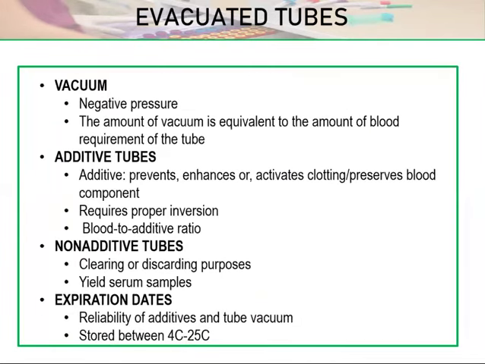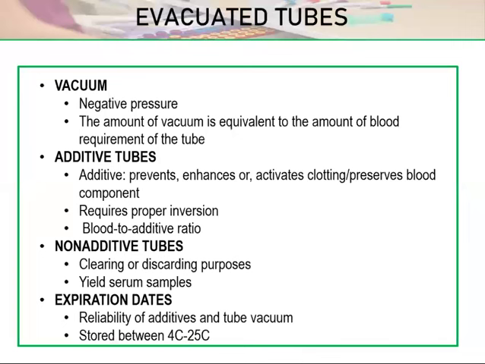The vacuum that is present inside our evacuated tube is a negative pressure. And the amount of vacuum is equivalent to the blood requirement of our evacuated tube. For example, our lavender top, the usual blood requirement is 2 ml. Therefore, the amount of vacuum inside is 2 ml. So we can better appreciate our evacuated tube system, wherein the vacuum is very important during blood extraction.